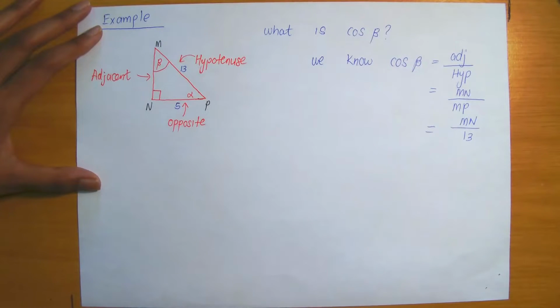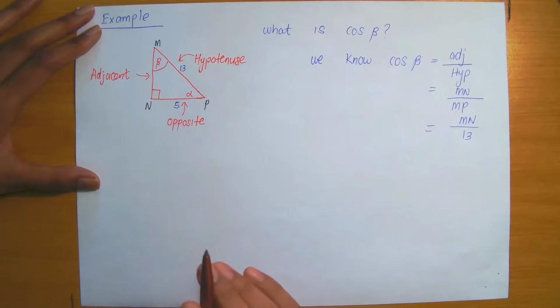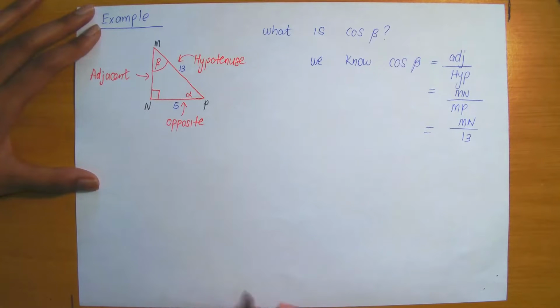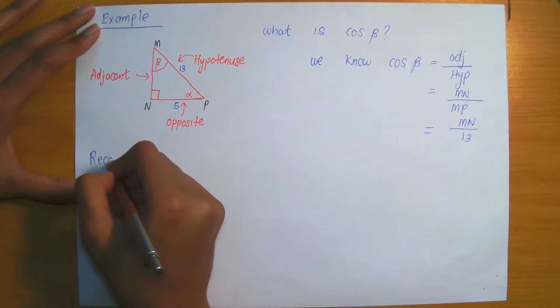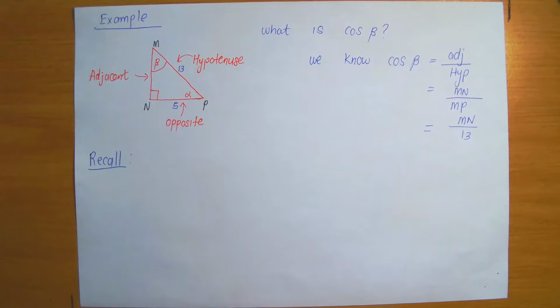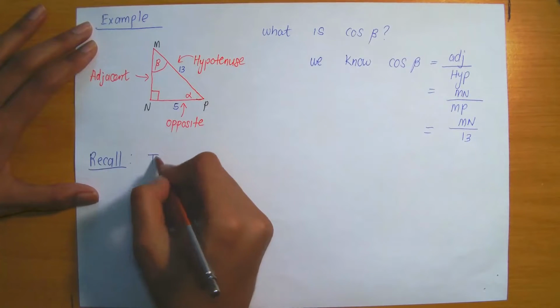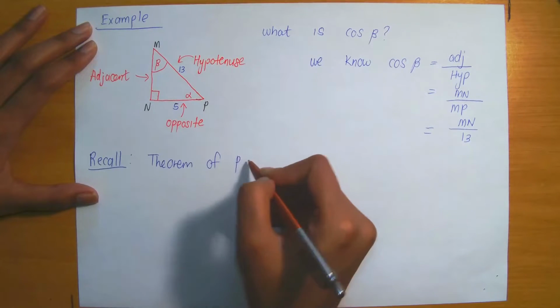Now, what tools do we have at our disposal? Remember, we are working in a right angle triangle. It's important that when you are in a right angle triangle, you always remember that you have the theorem of Pythagoras at your aid. So I need you to recall and always remember this theorem going forward when it comes to trigonometric problems. The theorem of Pythagoras tells you the following.